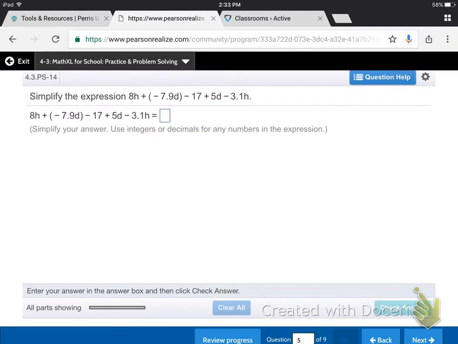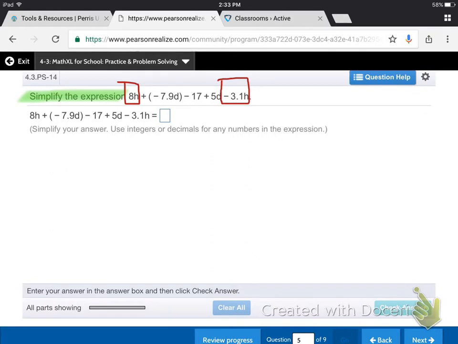Okay, on to question 5. Again, the same direction. Simplify the expression. So let's look for our like terms. That would be, hang on, I've got to change the size of my pen back down to the smaller size. Here we go. 8h. And are there any other terms that have h in them? Yes, right here. Include the sign, negative 3.1h.